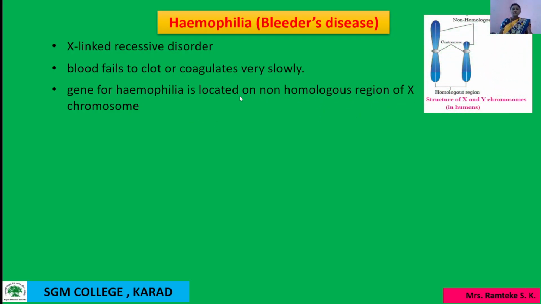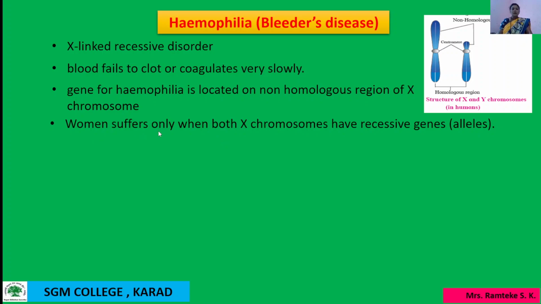So when the disease is hemophilia, the gene is located on the non-homologous region of the X chromosome. This is the non-homologous region of the X chromosome, where the hemophilic genes are located. So at that time we find the disorder, that is hemophilia. Women suffer only when both X chromosomes have recessive alleles.